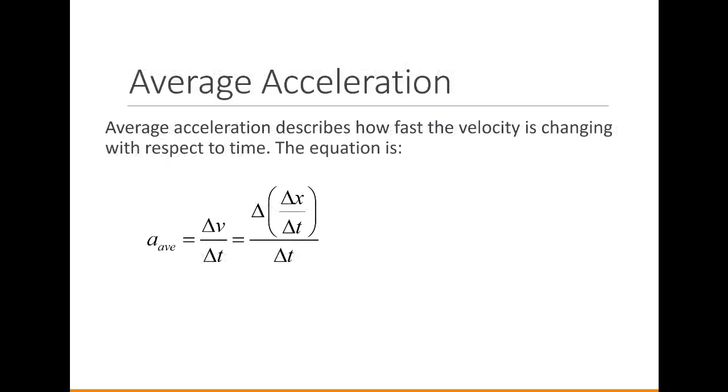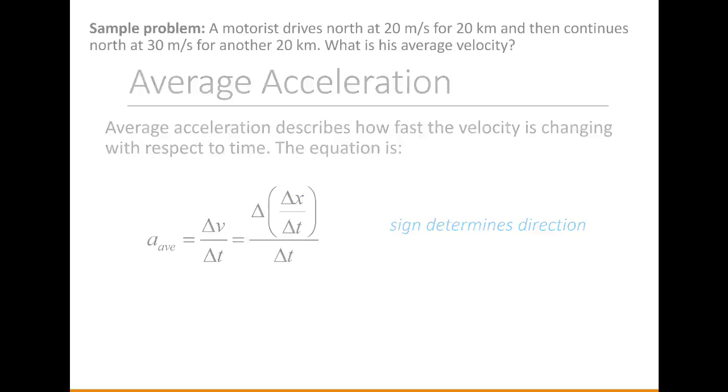We can also define an average acceleration, which describes how fast the velocity is changing with respect to time. And for average velocity, notice that what we're doing is we're taking a change in distance over a change in time, and then taking a change of that. And actually, this also needs arrows because average acceleration is also a vector. And the sign of this will tell us the direction. Again, we're just going in one dimension, so we're only talking about positive or negative.